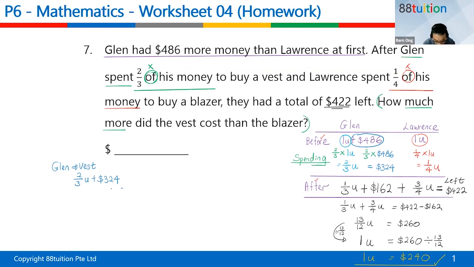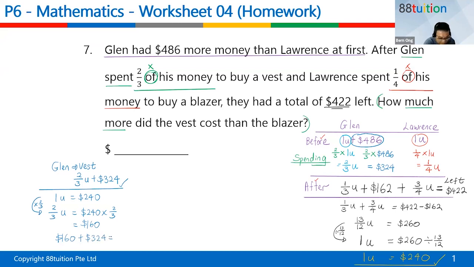Okay, that is Glenn. And we know that 1 unit is $240. Question, what is 2/3 unit? Don't be afraid. Ask yourself, to get from 1 to 2/3, times 2/3. This is called rate. So 240 also must times 2/3. Press your calculator. 240 times 2/3. Answer is $160. But not only that, you have to plus 324.